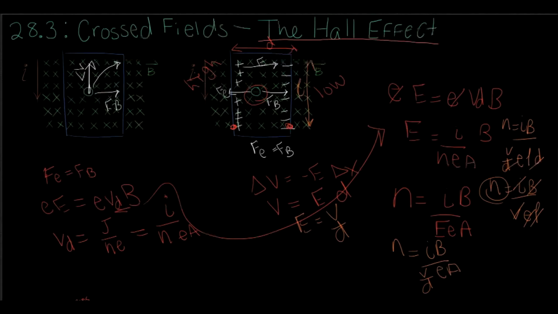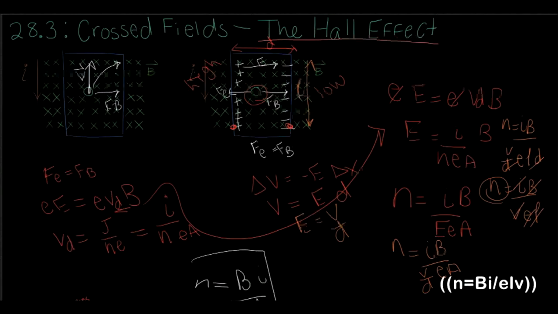I'm sorry, this got a little messy, so we're just going to quickly rewrite the final formula. n equals IB over VLe. And that is how you would determine the number of particles flowing through a conductive material, such as this little strip of copper here.